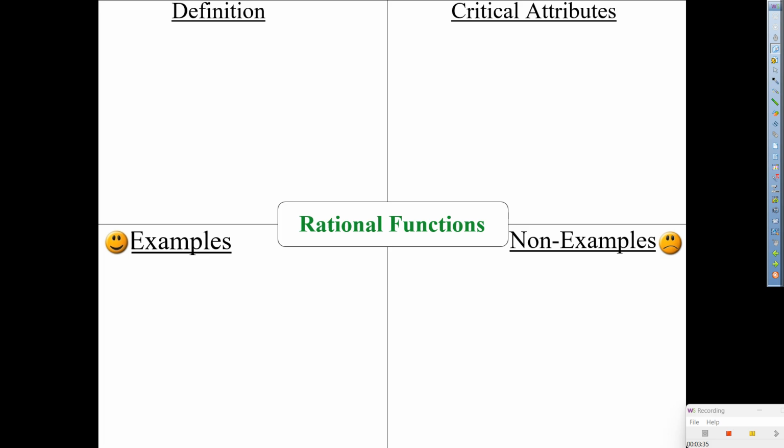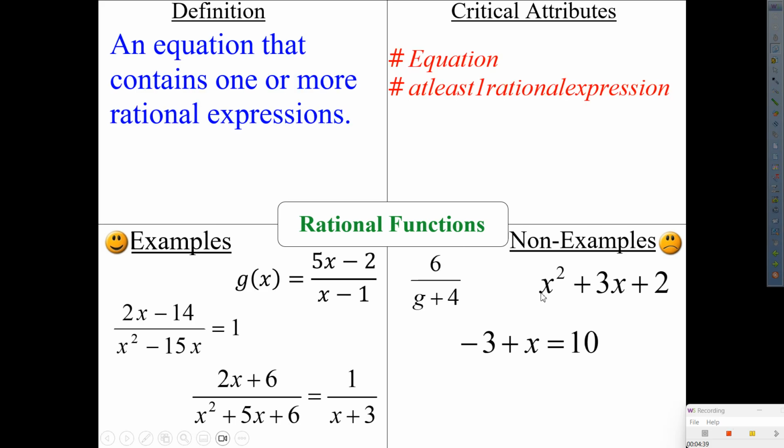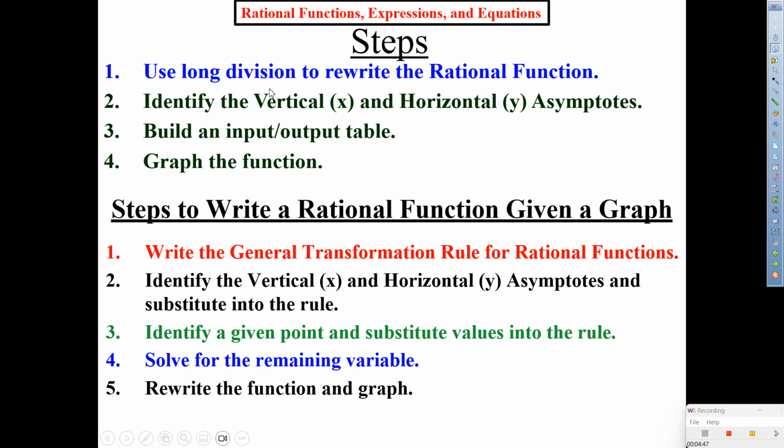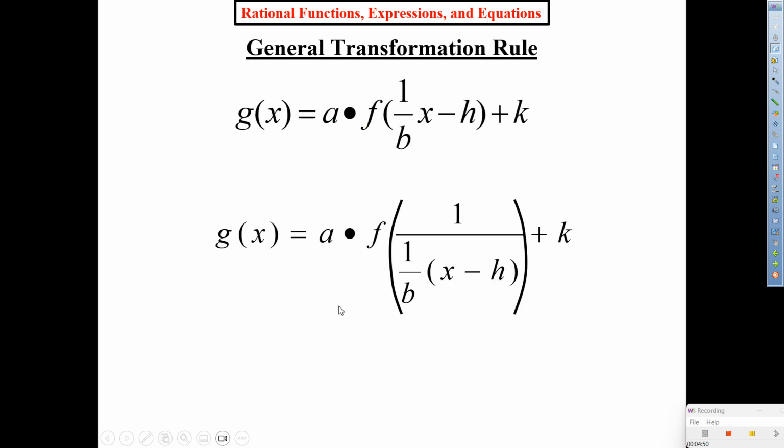All right, some of you are writing rational equations are equations with fractions. Very good. Some of you are writing equations with fractions that have polynomials. Yes, that is correct. So it looks something like this. Equations with one or more rational expressions, or one or more fractions with polynomials. Okay, I gave you guys steps for graphing and writing.